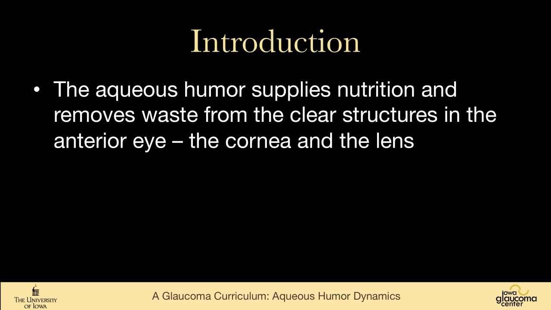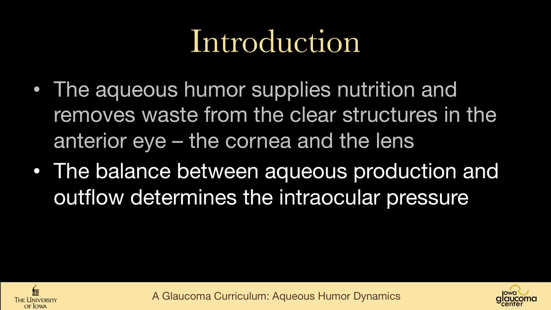So we know that the aqueous humor supplies nutrition and removes waste from the clear structures in the anterior eye, the cornea and the lens, structures that really can't have blood vessels going to them. And the balance between aqueous production and aqueous outflow determines the intraocular pressure.